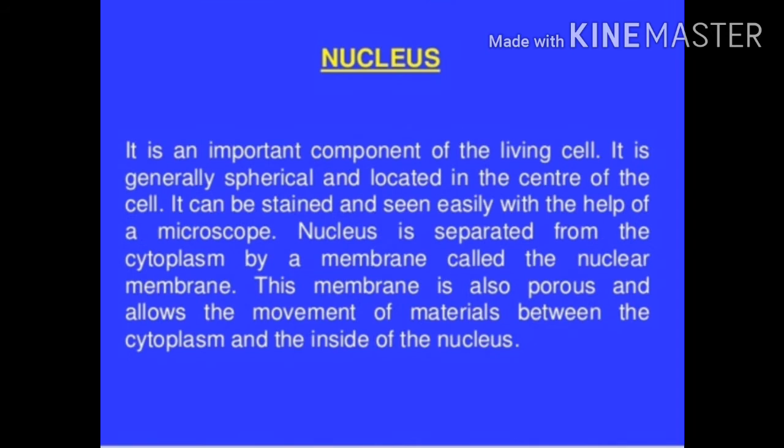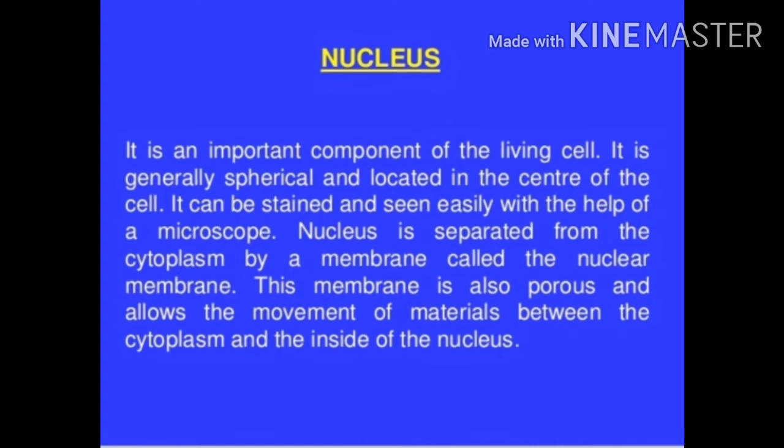Nucleus. It is an important component of the living cell. It is generally spherical and located in the center of the cell. In an animal cell, it is located in the center, but in a plant cell, it is at the periphery, meaning in the corner. It can be stained and seen easily with the help of a microscope. The nucleus is separated from the cytoplasm by a membrane.